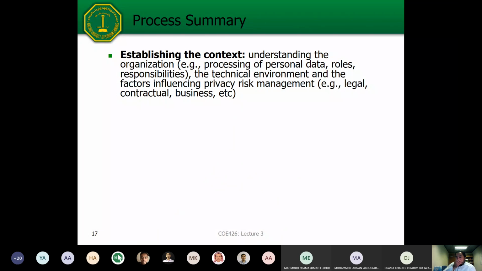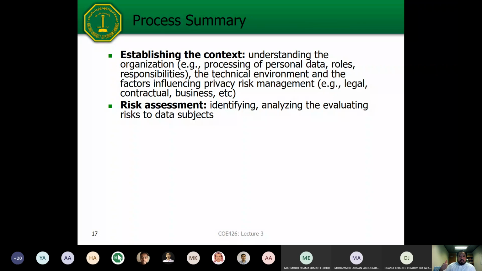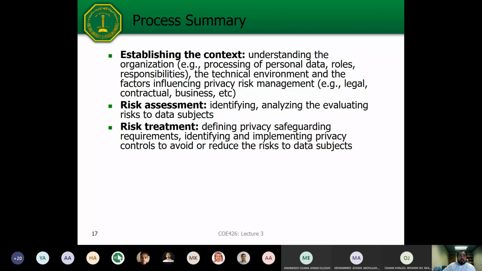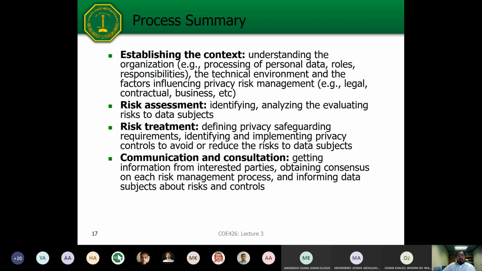So again, this is a process summary. Context establishment: understanding the organization, the nature of data processing, and what privacy risks might happen. Risk assessment, which is identifying, analyzing, and evaluating the risks. Again, this needs some experience and technical knowledge. Risk treatment: how are you going to deal with such risks? What are possible safeguards that you will take? Or are you going to dodge the consequences onto an insurance company, a third-party company, and so on?